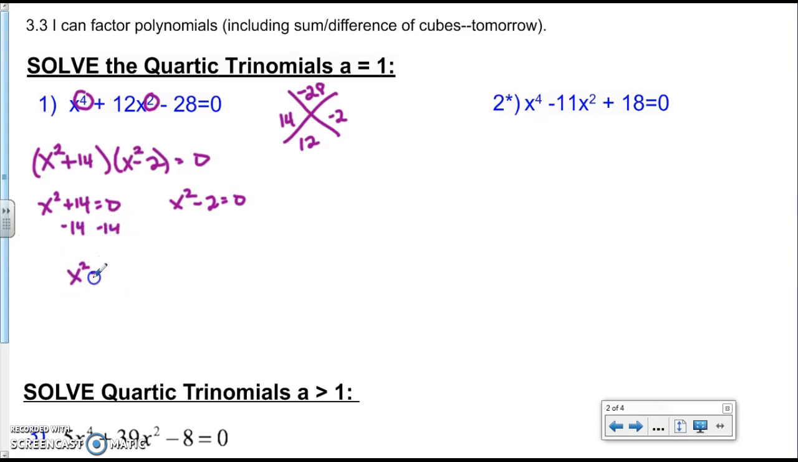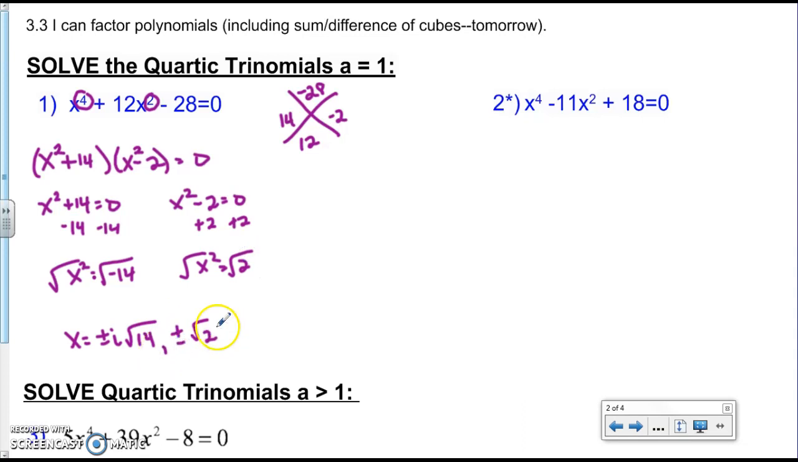I can't factor that any further, so I'm just going to go ahead and use the square root to solve this one. So remember the square root of negative 14, because it's a negative, I have an i. 14 I can't break down at all, so I'm going to leave that in there. So plus or minus i square root of 14. For the second one, I'm going to go ahead and add 2 to both sides, and then again take the square root. And I cannot break down the square root of 2 at all, so I'm going to leave it as the square root of 2. Don't forget your plus or minus sign for that one. The reason the second one doesn't have an i is just because it wasn't negative.